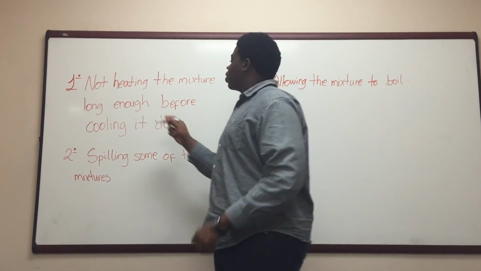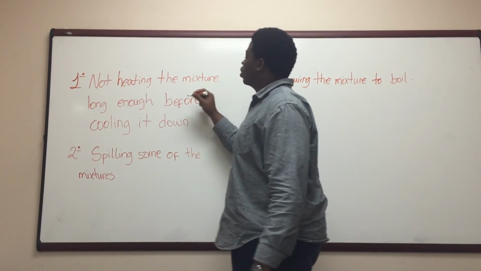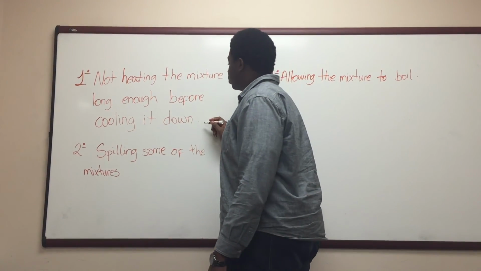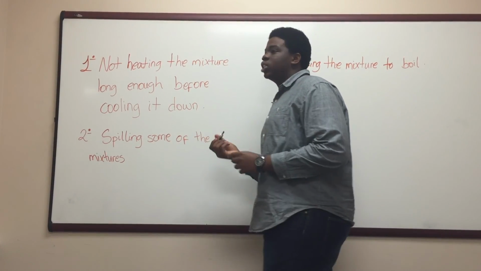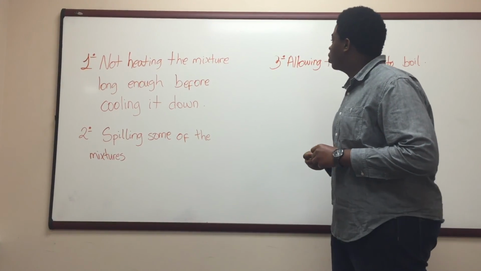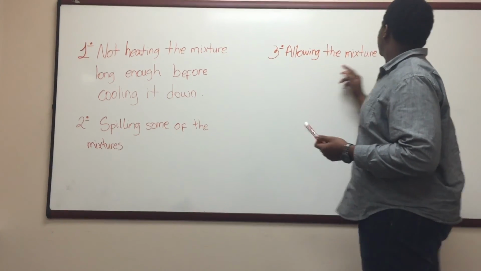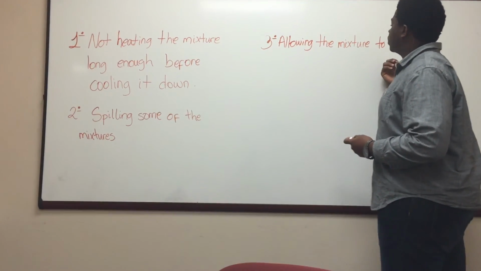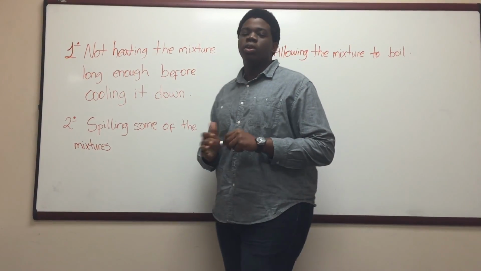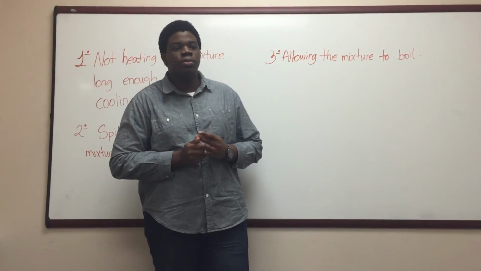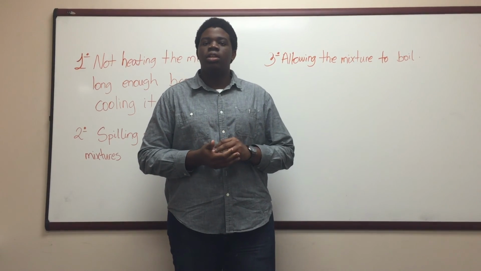Some of the sources of error could be not heating the mixture long enough before cooling it down. Another one could be spilling some of the mixture either while transferring it from one beaker to the other or by allowing the mixture to boil, because when it boils it starts to splash out of the container. The resources for this experiment were gotten from Dr. Mullen's handout for experiment 5, and I guess that's it.